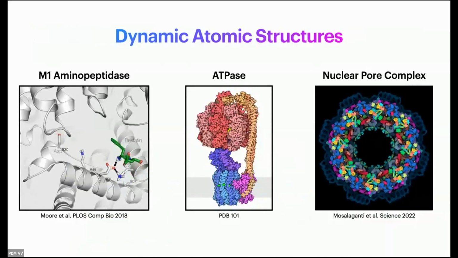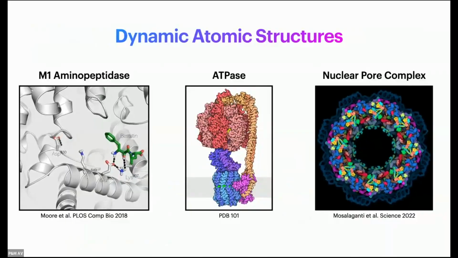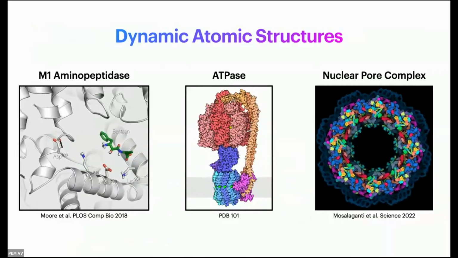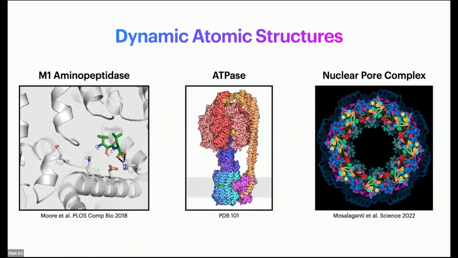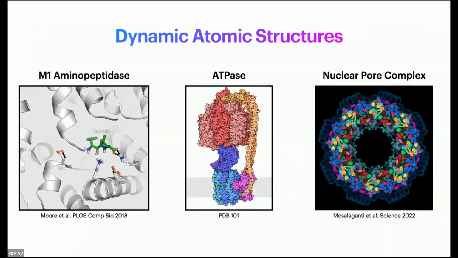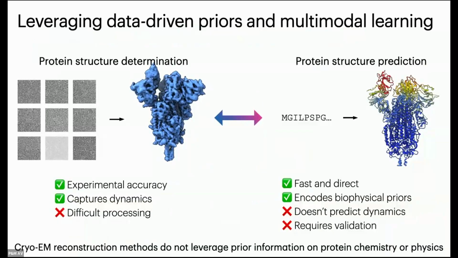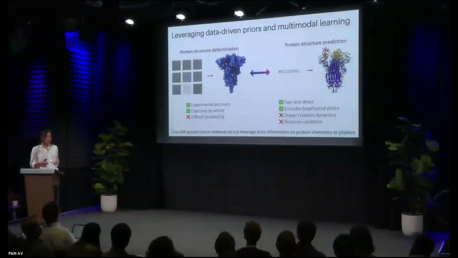And then the last thing I wanted to mention is a reminder that in cryo-EM, we get these density volumes, but really what we want are dynamic atomic structures from this experiment. And so something I'm very excited about, and I think there are a lot of other works right now, is: can we leverage priors from protein structure prediction or protein folding models in the structure determination inverse problem? Protein structure prediction models are fast, and they encode all this prior information that we have on protein structures, but they don't predict dynamics or consider the context, and also require validation.